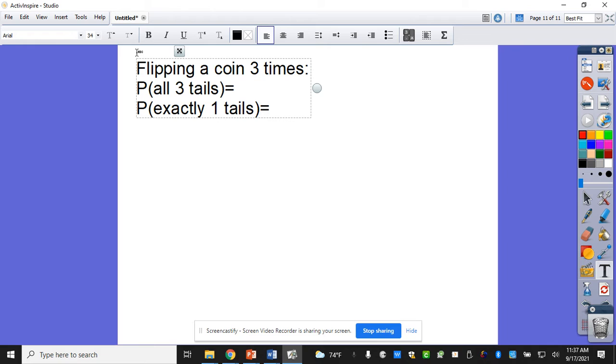So flipping a coin 3 times. What is the probability that all 3 are tails? This is not what we just did. What do you think the probability is that all 3 are tails? So where did you get 1 and 8? 1/2 times 1/2 times 1/2, because you have half for the first one, half for the second one, half for the third one.